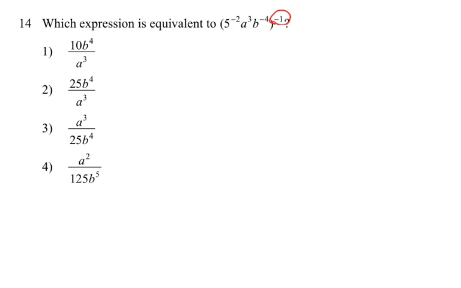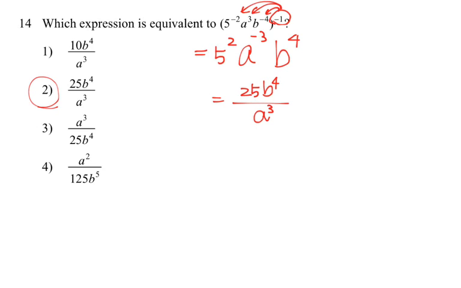Now, number 14, the fact that we have negative 1 as an exponent, why don't I distribute negative 1 to all 3 factors here? Now, then we get 5 to the second power, negative 2 times negative 1, and this is basically what we end up getting. But as soon as you see negative exponents, you know that it has to be in a different location, from numerator to denominator, or from the denominator to the numerator. In this case, a is in the numerator, so we end up getting 25b to the 4th over a cubed, which is choice 2.